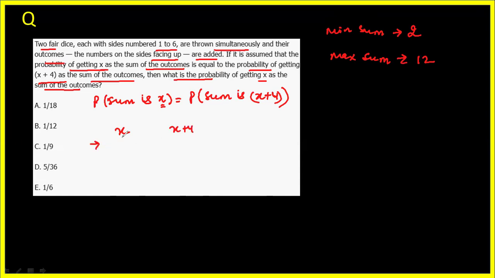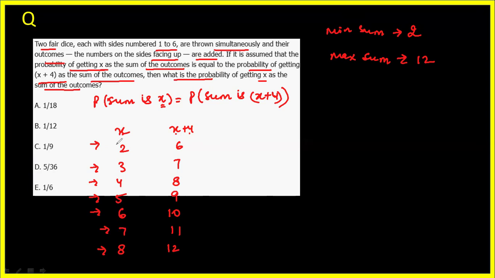So create cases. If x is, let's say, 2, it can't be less than 2. If x is 2, x plus 4 is 6. If x is 3, this will be 7. X is 4. What about this case? It will be 8. X is 5, it will be 9. X is 6, it will be 10. X is 7, this will be 11. X is 8, it will be 12.